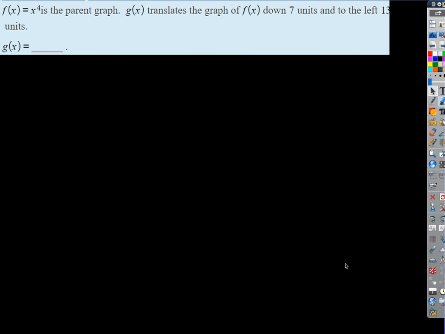Okay, what's that going to look like? So my new parent function is f of x equals x to the fourth. Okay, so what's this part? How am I going to do this part? If I want to go down by 7, what am I going to do? I'm going to just subtract 7 from the whole thing. That part's easy, right? How do I do this part, though? How am I going to go left by 13?